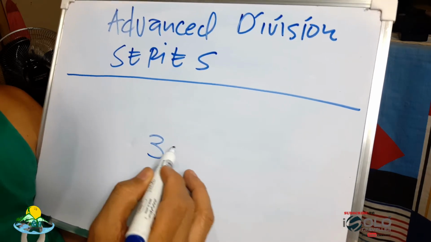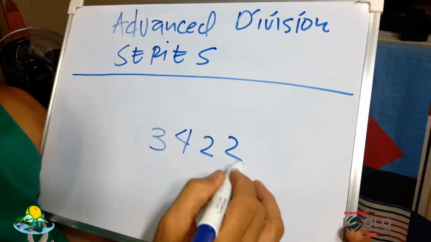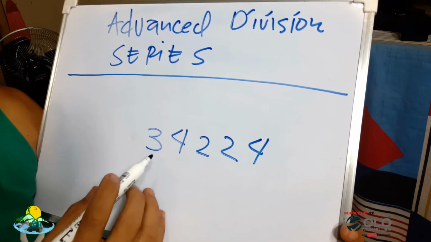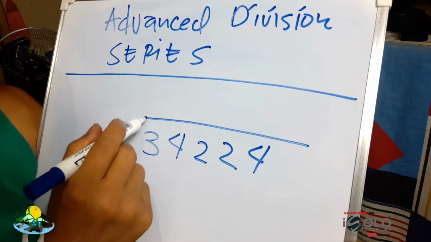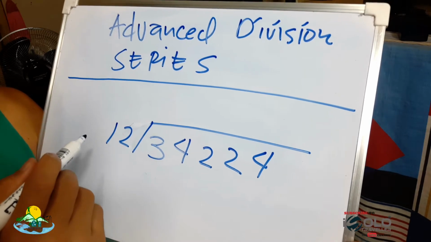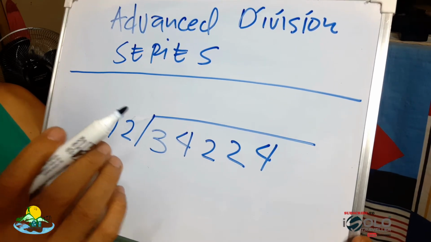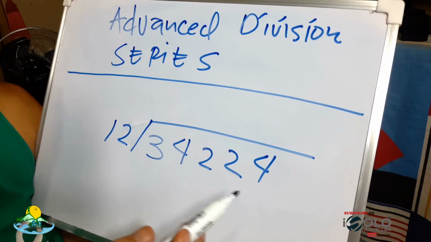3, 4, 2, 2, and 4. Now divided by 12. Okay, you follow along. Just pay close attention to every detail.